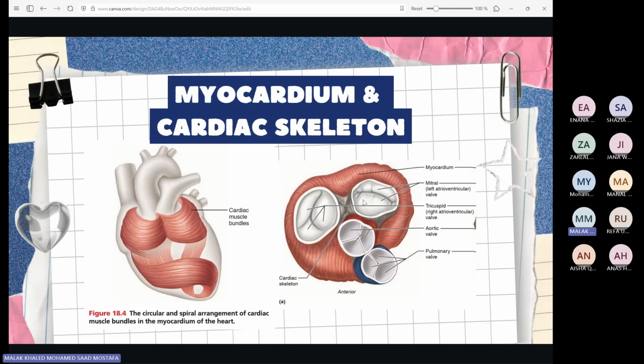You have your cardiac skeleton. Cardiac skeleton will keep it together and also support your openings of valves and blood vessels. And this is important because if you don't do that, your valves will become stretched, your blood vessels will become stretched. And the last and most important one, which is insulation, and we'll see why in the conduction system.